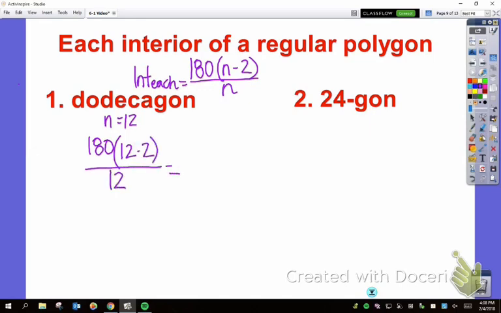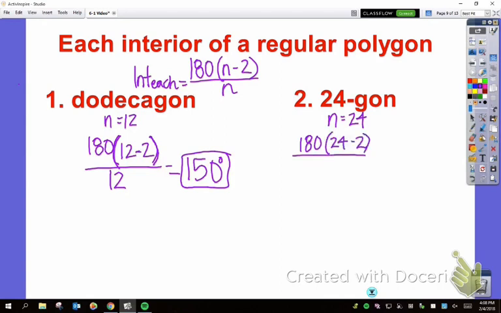Okay, when you put in 180 times (12 minus 2), make sure that you're putting those parentheses around that. If you just put 180 times 12 minus 2 without the parentheses, then you're going to get the wrong answer. Okay, now when you put that in the calculator, you're going to end up with 150 degrees. Now you could do this in 2 steps in the calculator, 180 times 10, and then divide that by 12.